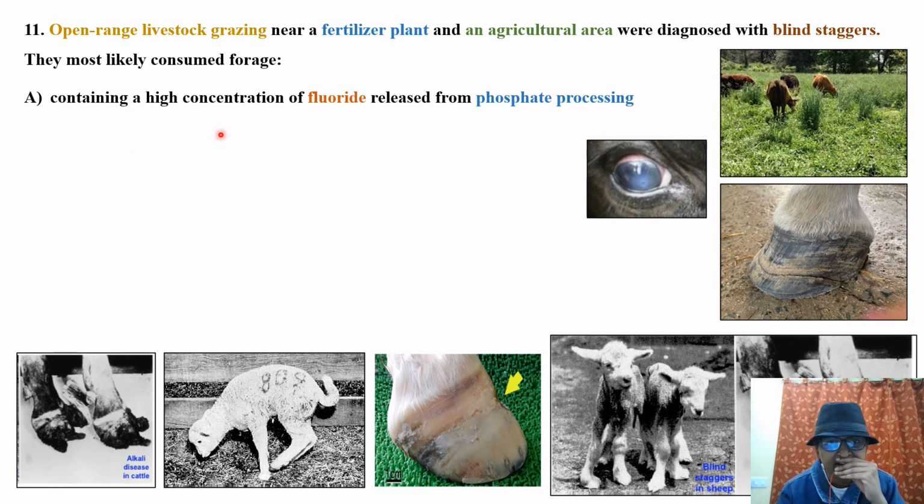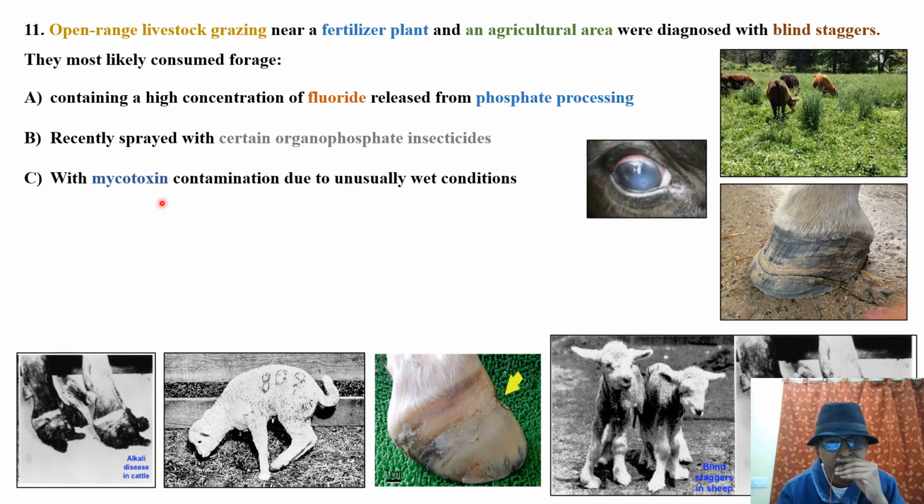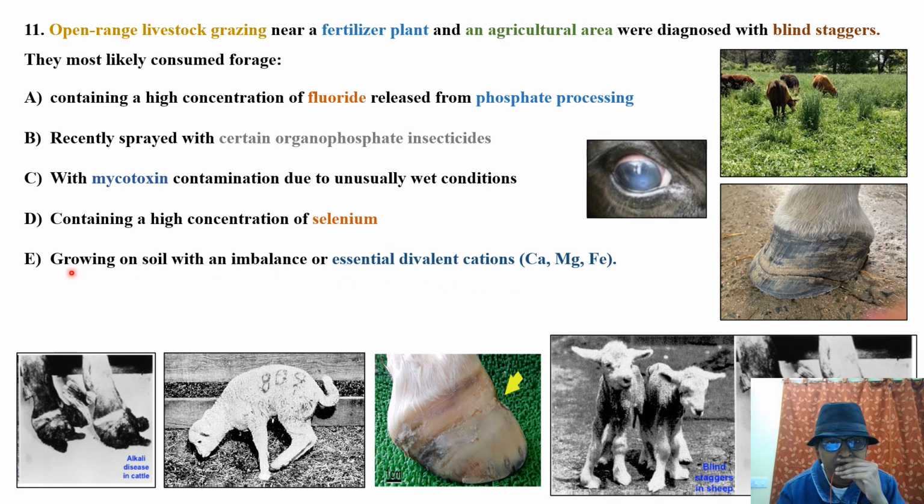Option A, containing a high concentration of fluoride released from phosphate processing. Option B, recently sprayed with certain organophosphate insecticides. Option C, with mycotoxin contamination due to unusually wet conditions. Option D, containing high concentration of selenium. Option E, growing on soil with an imbalance of essential divalent cations like calcium, magnesium, iron. The right answer is option D, containing a high concentration of selenium.